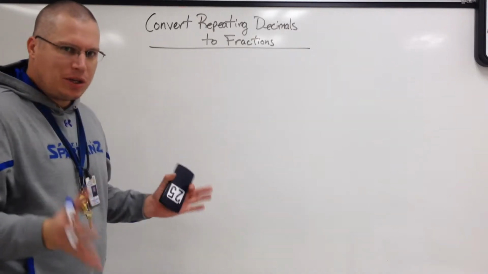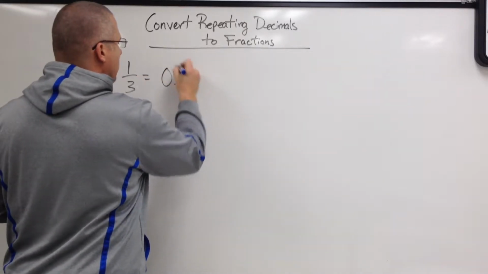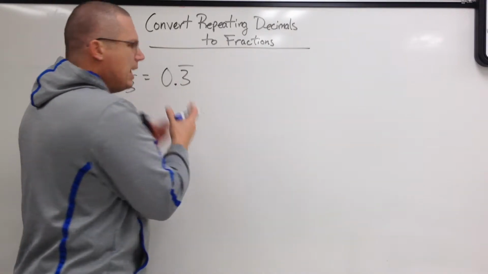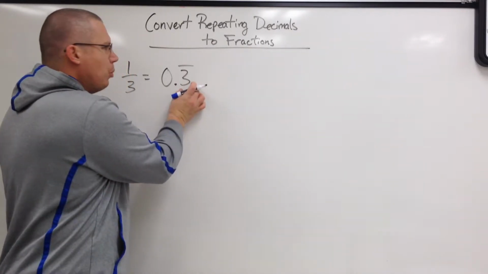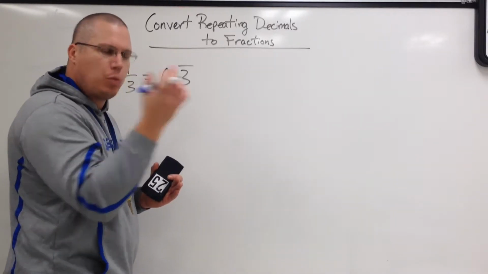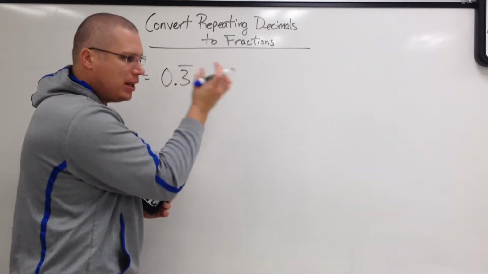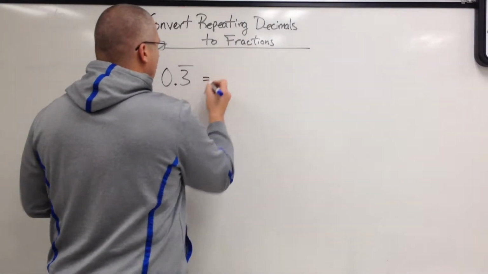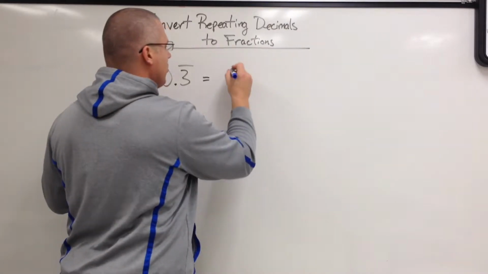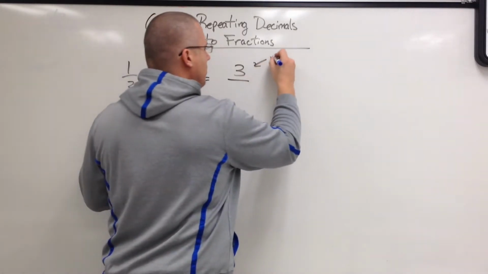So let's take something we do know, like 1/3. Now we know 1/3 is 0.3 repeating. Okay? Now here's how this works. In your repeating decimal, find what your pattern is. Find the number or numbers that are repeating over and over. So in this case, it's a 3 that repeats. 3, 3, 3, 3. All I need to do is take that repeating section and put that in my numerator. So the top part is the repeating pattern itself.